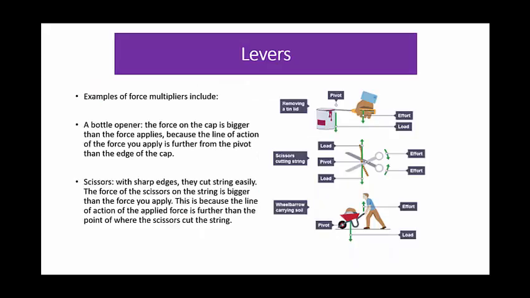Okay, so some more examples of force multipliers. A bottle opener. So the force on the cap is bigger than the force that's applied because the line of action of the force you apply is further away from the pivot than the edge of the cap is.